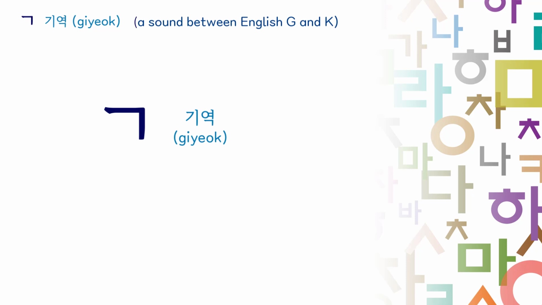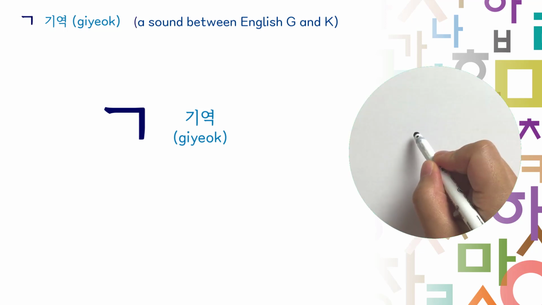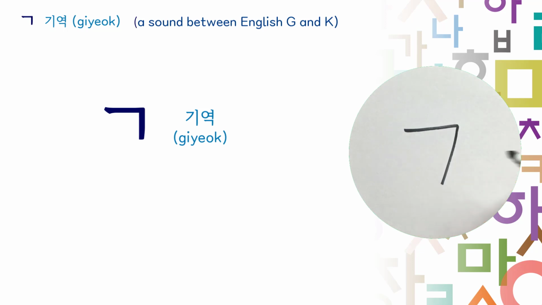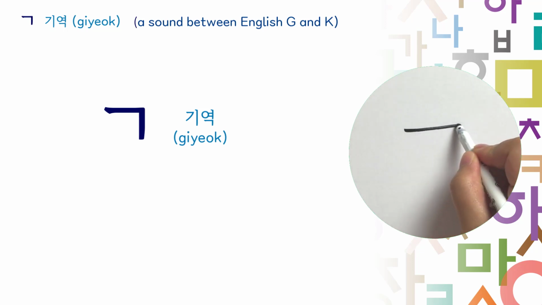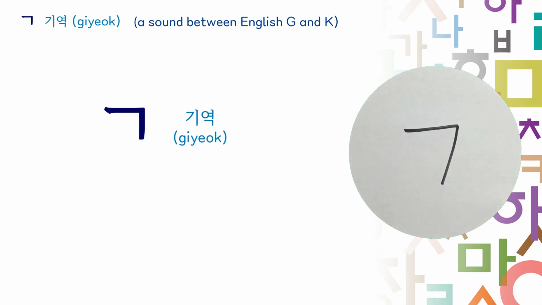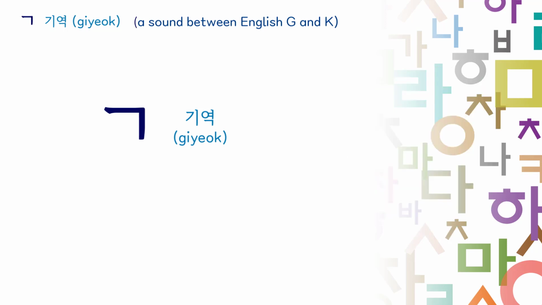Now, when we learn the letters in Hangul, learning the stroke order of how each letter is written is very important. So as we introduce each letter, we will play a short video clip showing you how the letters are written. So do pay attention to these videos and learn the correct order of each letter. Now, 기역 is regarded as a sound somewhere between the English G and K. And this can sound a little confusing, as really, what's the sound between G and K?